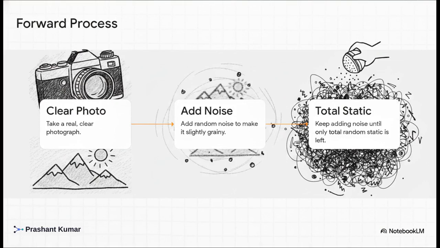In step 1, you take a real, crystal clear photograph. Then, in step 2, you add just a tiny bit of random noise to it, making it slightly grainy. Then you add a little more and a little more. You just keep going, step after step, and the image gradually dissolves. The details blur out, the shapes completely vanish, until you hit step 3, where there's absolutely nothing left but total random static. You've effectively destroyed the picture. Honestly, any child could do this part. It's simply the act of adding noise.